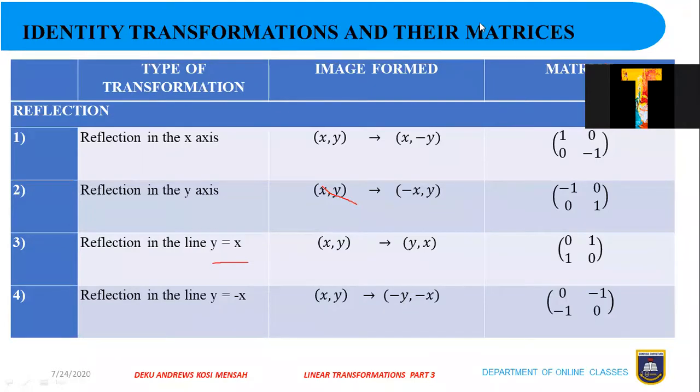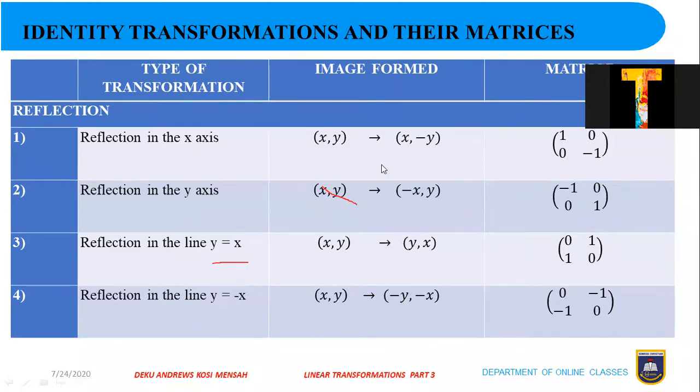Now, the first one, we have reflection. So reflection is the first type of transformation we shall be talking about here. And that reflection, we have several forms of reflection. The first one is reflection in the x-axis. Now, reflection in the x-axis is the same as the reflection in the line y equal to 0.